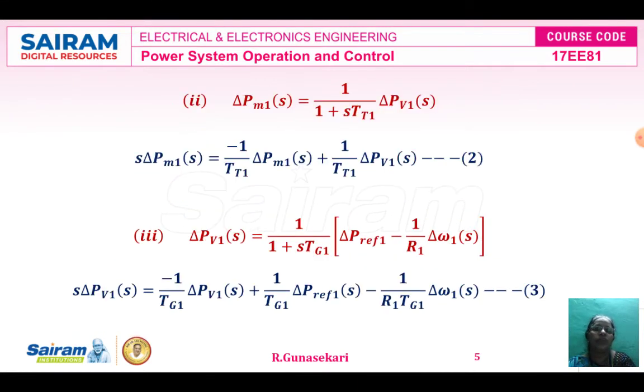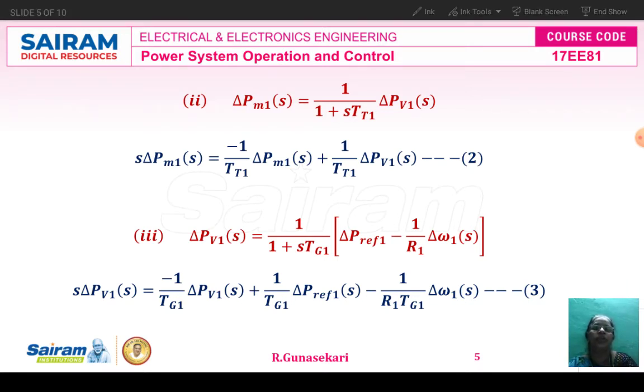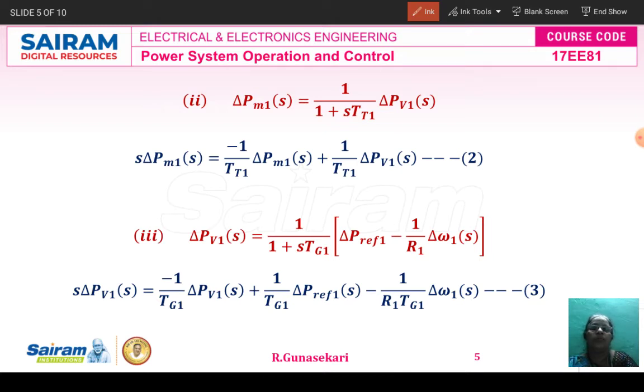Okay, so now the second equation. The first equation is del omega 1, change in speed deviation of area 1. Next the second equation, del p1 pm1 of s, is nothing but the mechanical output, or that is the turbine output, that is generator input. The transfer function is 1 divided by 1 plus s into tt1 into del pv1 of s. This is the valve power. tt1 is nothing but the time constant.